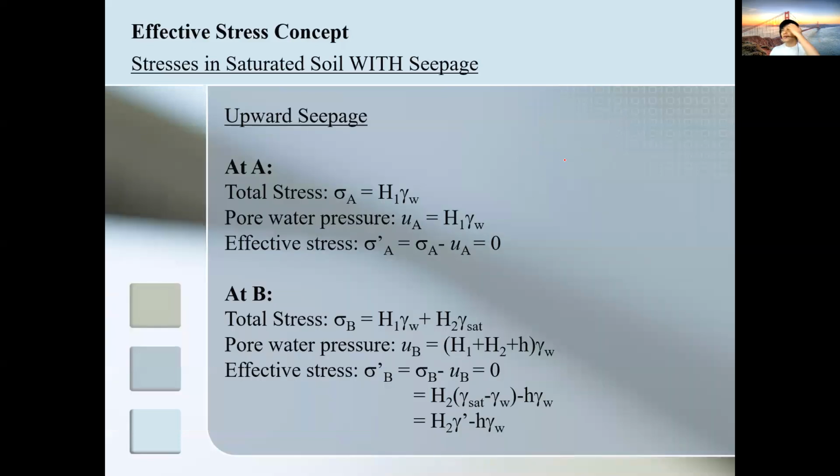So these are the calculations per point from earlier. For verification later on, you can just follow this one and review it later. Again, what's new is this, right? If there's no movement yet, then it's just H1 plus H2 times gamma water.